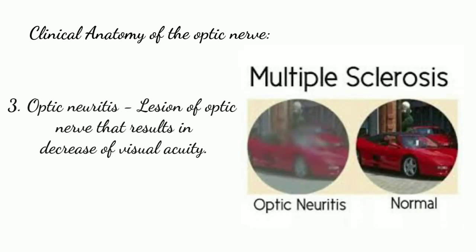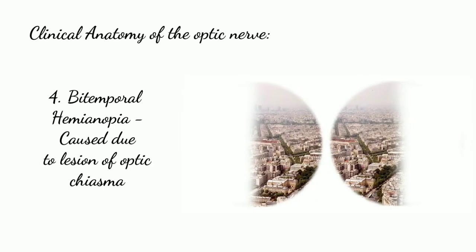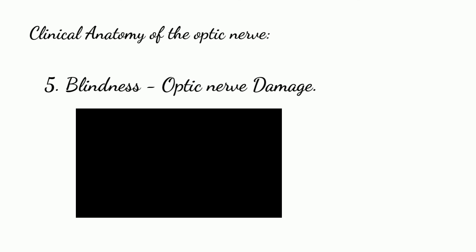Now next is optic neuritis. So optic neuritis is a lesion of optic nerve that results in decrease of the visual acuity. And fifth one is bitemporal hemianopia, which is caused due to the lesion of the optic chiasma. Now sixth is blindness. So as we have learned earlier that optic nerve cannot be regenerated back. So whenever optic nerve is damaged, blindness is caused.